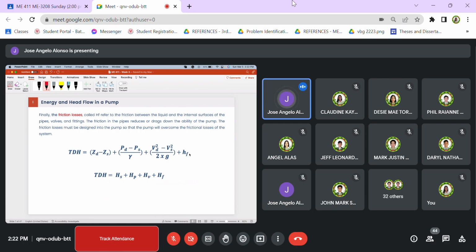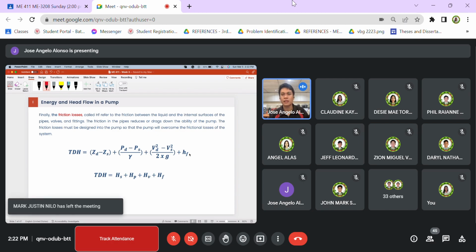Finally, the friction losses. Well, as defined on our first meeting, the friction losses refer to the friction between the liquid and the internal surfaces of the pipes, valves, and fittings. The friction in the pipe reduces or drags down the ability of the pump. Friction losses must be designed into a pump so that the pump will overcome the frictional losses in the system.